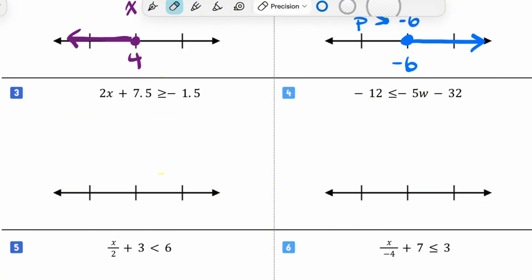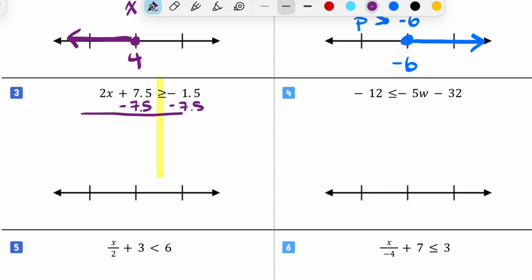All right, let's try number 3. For number 3, we are going to make sure that we are keeping both sides equivalent. Our first step is to subtract 7.5 from each side. Don't let the decimal freak you out. Get a calculator if you need to. You're going to bring down 2x. This is going to go to 0, greater than or equal to negative 9.